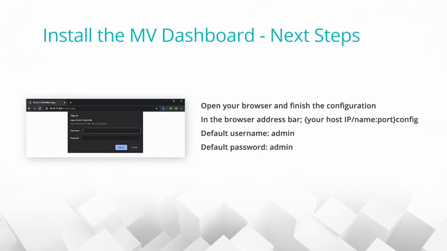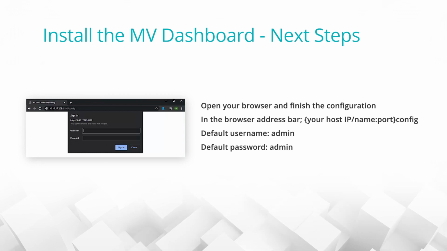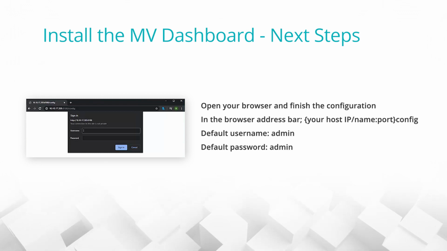Okay, so here's the next step. Like I said, open your browser and finish the configuration. In the browser bar, you're going to type in your host IP or the name, port number, /config, username admin, password admin. Okay, so I'm in my web browser and I have typed in the address of my server, 8180/config, and it is prompting me for my user name and password. So I'm just going to put in admin and click sign in.